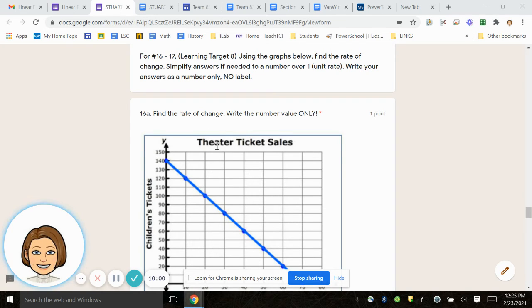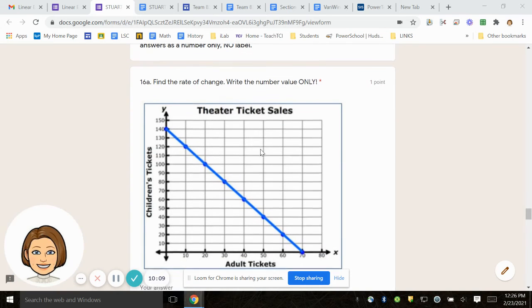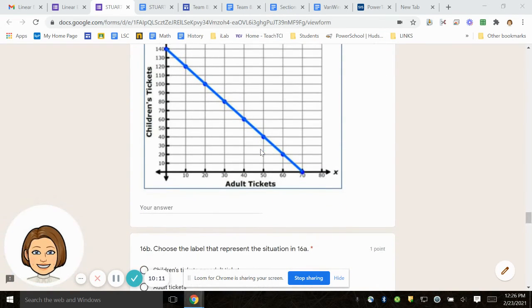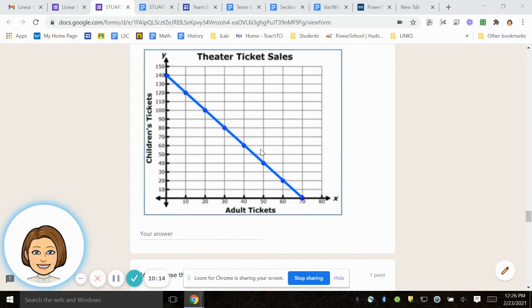Number 16 and 17, use the graphs to find the rate of change. Make sure your answer is in the unit rate and write your answers as a number only, no label. So what is the rate of change for this one?